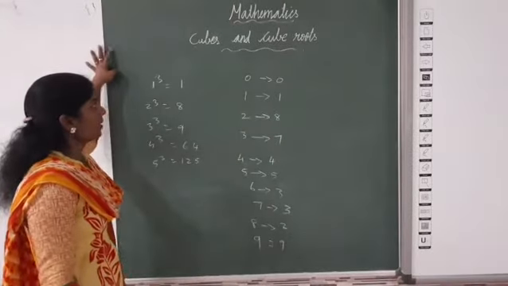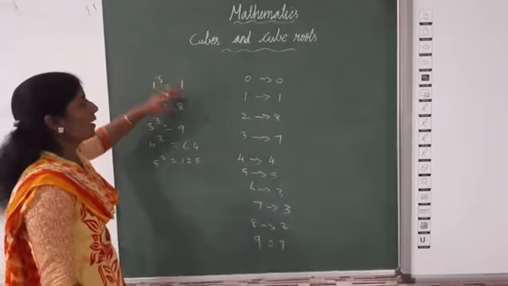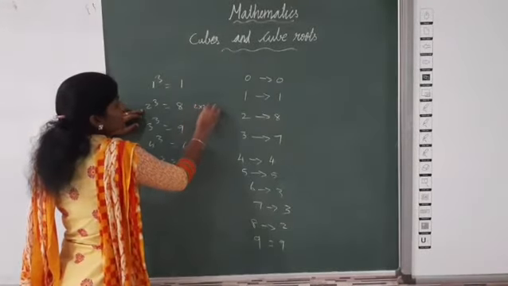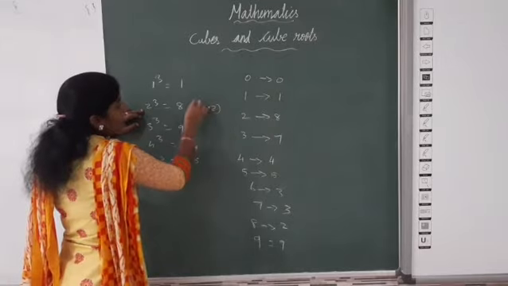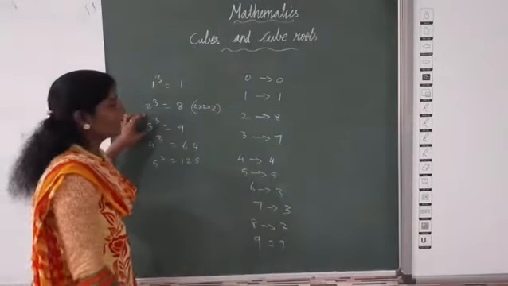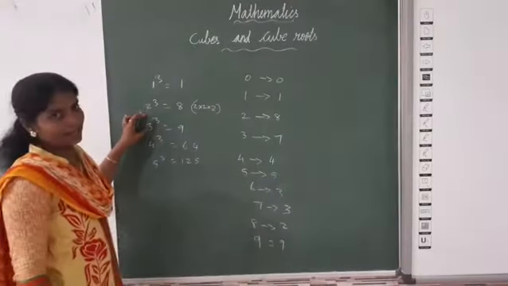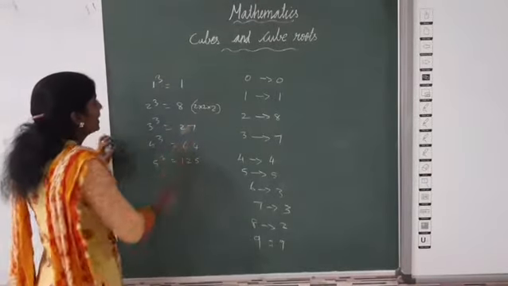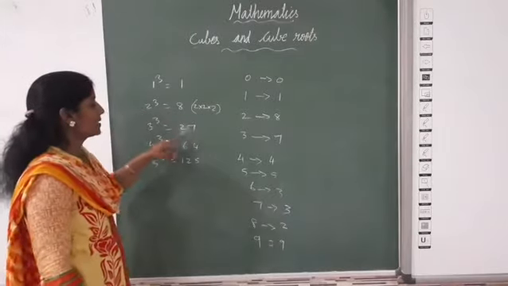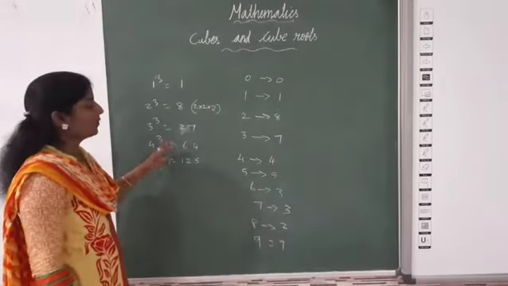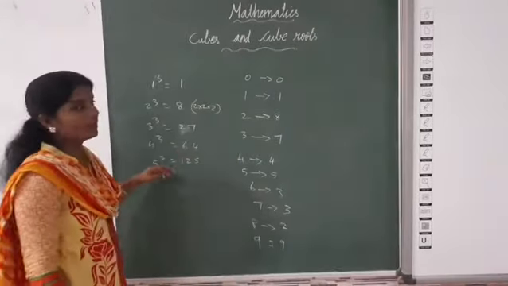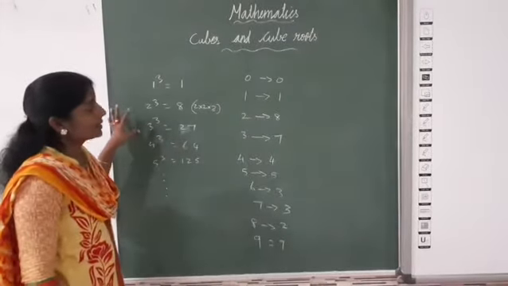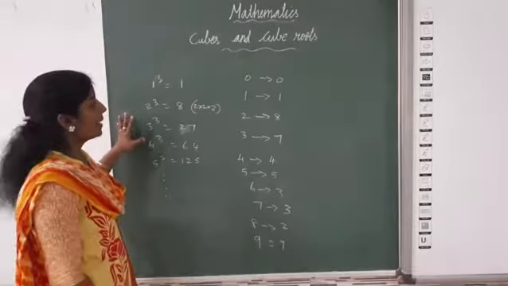What is a cube? 1 cube means 1 into 1 into 1. 2 cube means 2 into 2 into 2. 2 2's are 4, 4 2's are 8. 3 cube means we multiply 3 three times. 3 3's are 9, 9 3's are 27. 4 cube is 4 into 4 into 4, 64. 5 into 5 into 5 is 125, etc. These are the cube numbers.